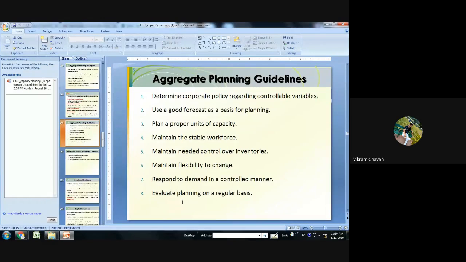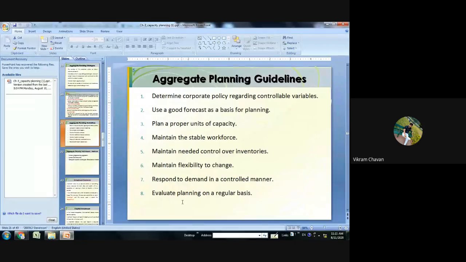Sixth, maintain flexibility to change. Seventh, respond to demand in a controlled manner. And the eighth is to evaluate planning on a regular basis. Okay, so these are the guidelines mentioned in production management for aggregate planning. This guideline should be followed to do proper aggregate planning.